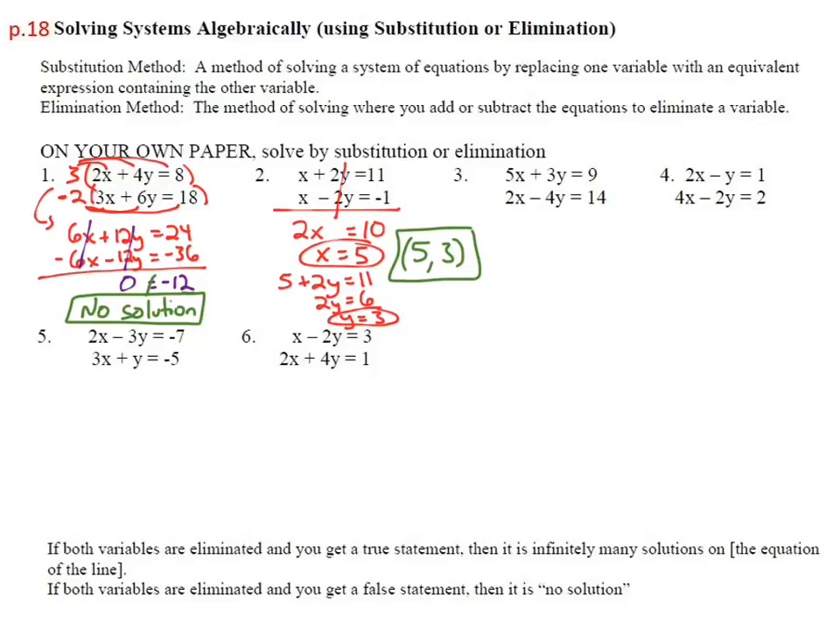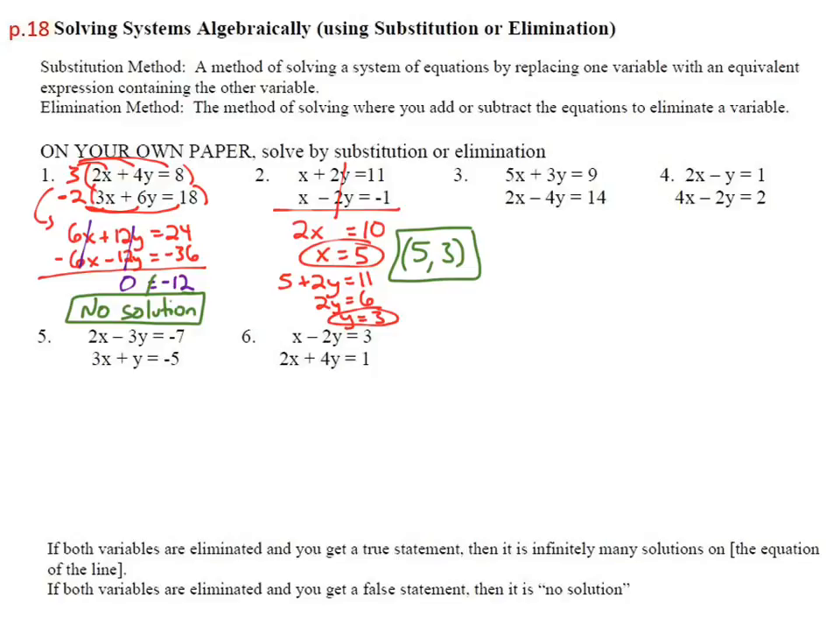All right, we have a few more examples here. Looking at number 3, this is an example of having two equations in standard form. So again, I'm going to choose to use the elimination method. I would not use the substitution method for this. It'd be too many steps.